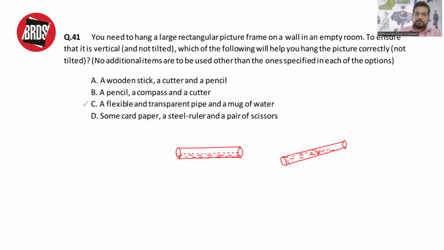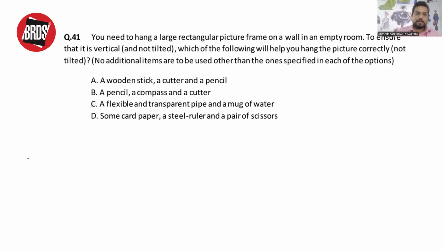Okay, so we can do this with the help of the option: a flexible and transparent pipe and a mug of water. Actually, this is not exactly the level example over here. Basically, if I keep a pipe and put water in from one side, if the water is flowing, that means it is tilted. If the water is not flowing, that means it is not tilted. So by that we can find out whether that frame is vertically straight or not, and we get the answer for this one, which is option C.